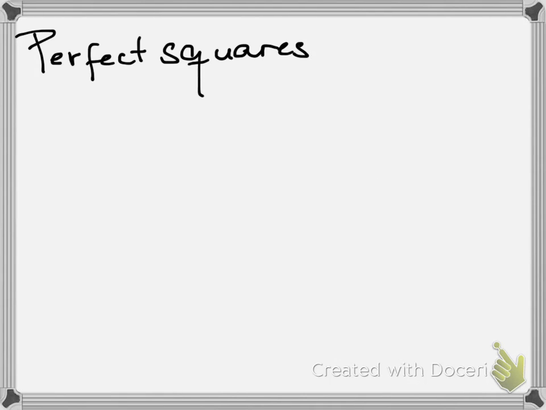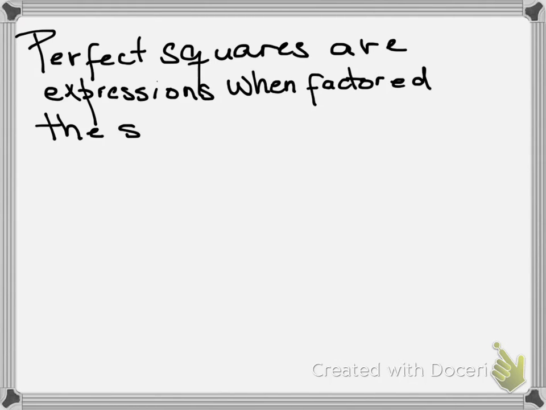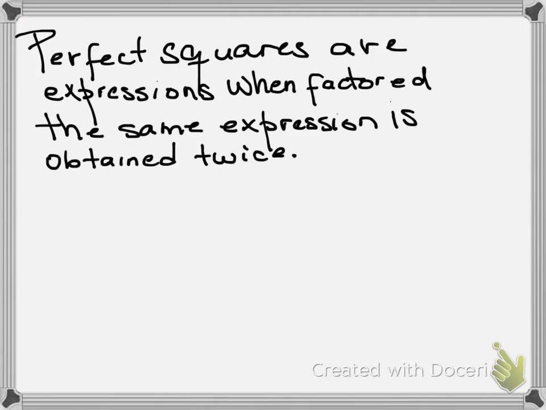Now, a perfect square is when you factor a trinomial or quadratic expression with three terms, and when you do that, you get the same expression in both parentheses. You get the exact same thing in both parentheses as you have been doing. An example of what I'm talking about: consider x squared plus 4x plus 4.